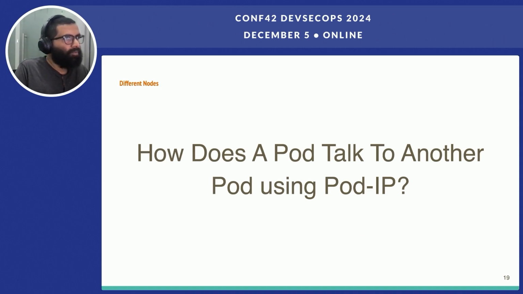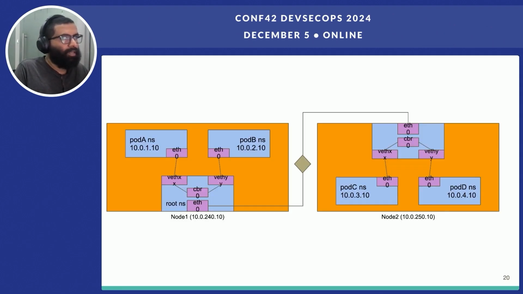Now let's look at an example where we have multiple nodes involved. We have pod A and pod B running on node 1, while we have pod C and pod D running on node 2. And in this case, pod A wants to send data to pod C. Pod A generates a packet with its source IP set to 10.0.1.10, which is its own IP address, and destination IP set to 10.0.3.10, which is the IP of pod C.